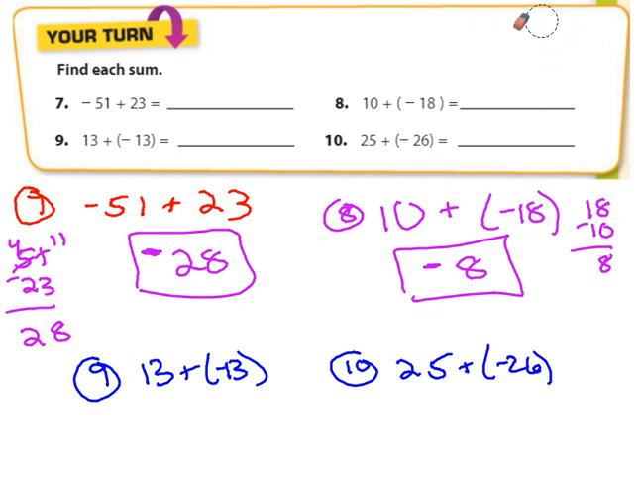So, looking at number 9. 13 plus negative 13. So I'm adding a positive with a negative, so I know I have to subtract. So I'll do 13 minus 13. Well, that's 0. So is my answer positive or negative? Well, it doesn't matter, it's 0.